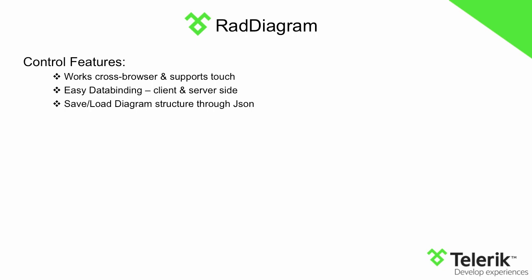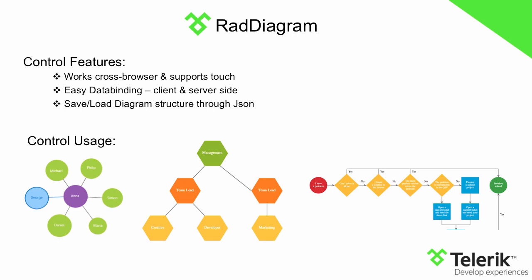So now let's take a look at some of the sample usages of the Rad diagram. You can envision that the Rad diagram control is really good at creating mind maps, organizational charts, flowcharts, and a whole host of other types of diagrams. The user can add, delete, and edit each one of the UI elements that make up the diagram for the ultimate user experience. We'll look at some of these interactions in our demos.